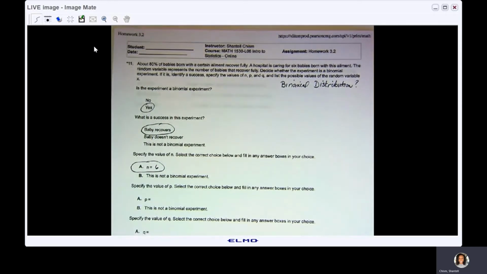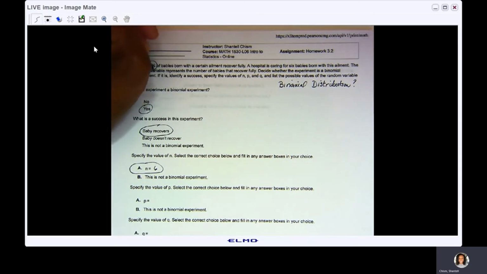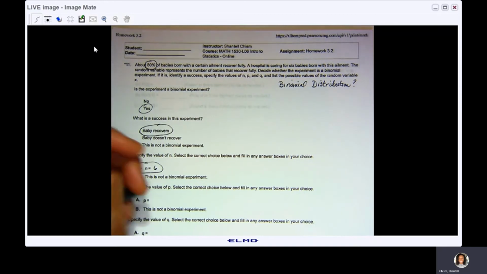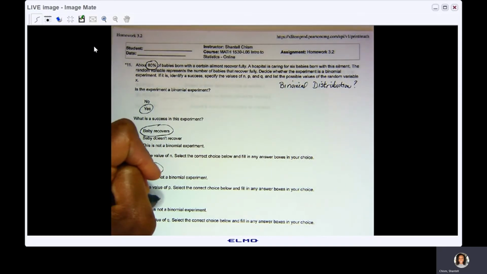It says specify the value of p. Well, p represents the probability or the rate that a baby born with this ailment would recover. That's that percent. Anytime you're given that percent, that will represent your p. On all these problems that we're about to look at, that percentage will represent your probability of success. That's your p. We're going to change it to a decimal, make that 0.8.